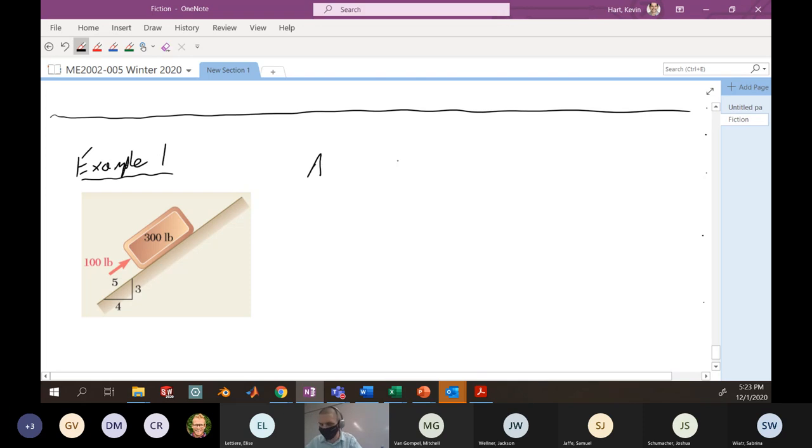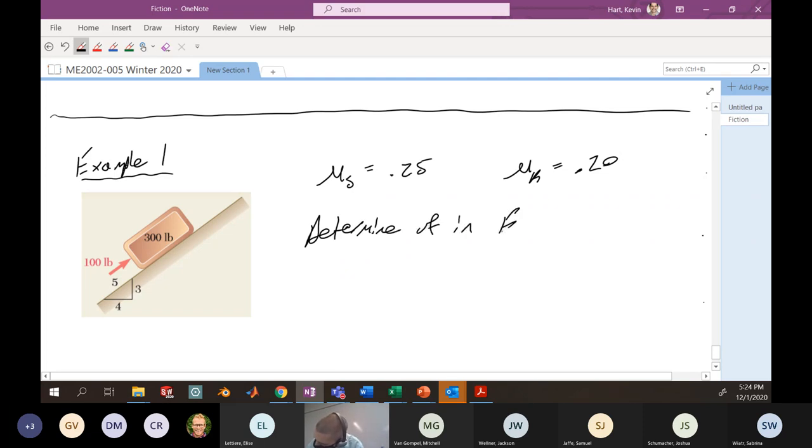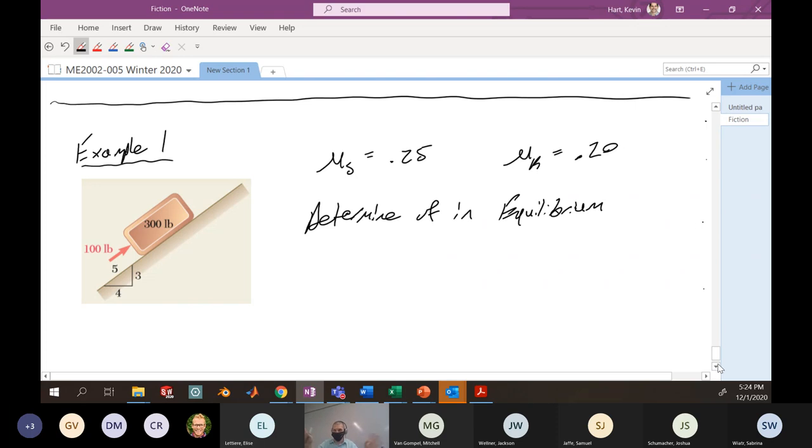So we see that 100-pound force, because I don't really need to copy that down. We'll say mu s is 0.25, and the coefficient of kinetic friction, mu k, is 0.2. So we're going to determine if it's in equilibrium, meaning is it stationary or is it moving? Then find the friction force. If it's in equilibrium, the friction force is whatever force is on this piece to keep it from moving. And if it's moving or about to be moving, then the friction force is just going to be mu sub k times the normal force. Since it's in motion, we have kinetic friction, and F is mu k times the normal force.